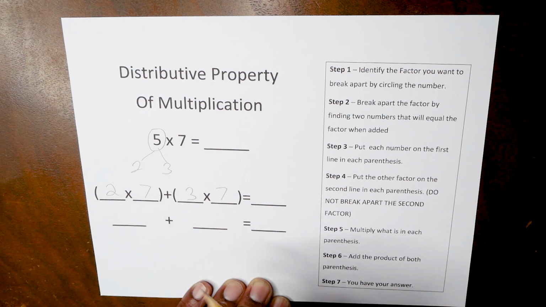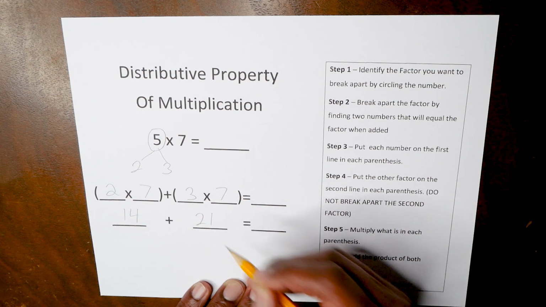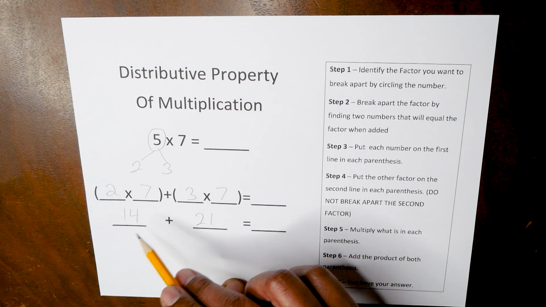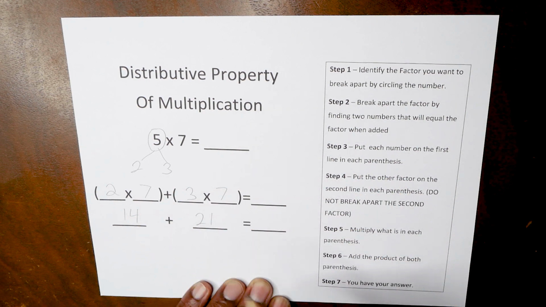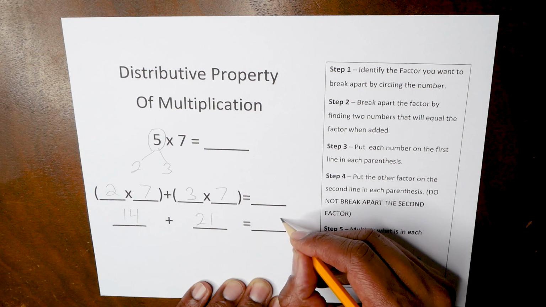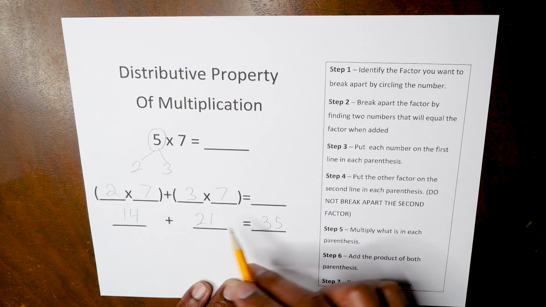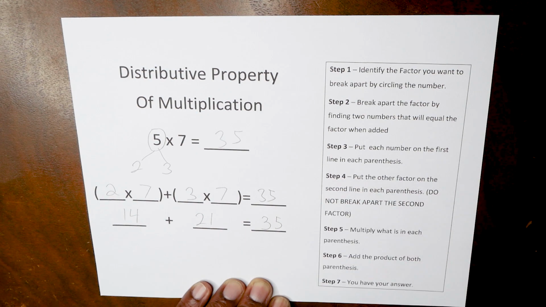2 times 7 equals 14. 3 times 7 equals 21. So now what I'm going to do is add these two sums, or these two products, to get the answer. So 14 plus 21 is 35. So 5 times 7 equals 35. And there you have it. This is distributive property of multiplication in a nutshell.